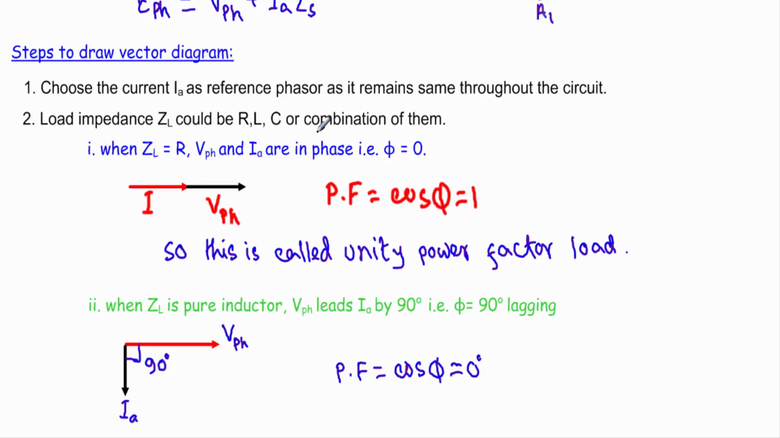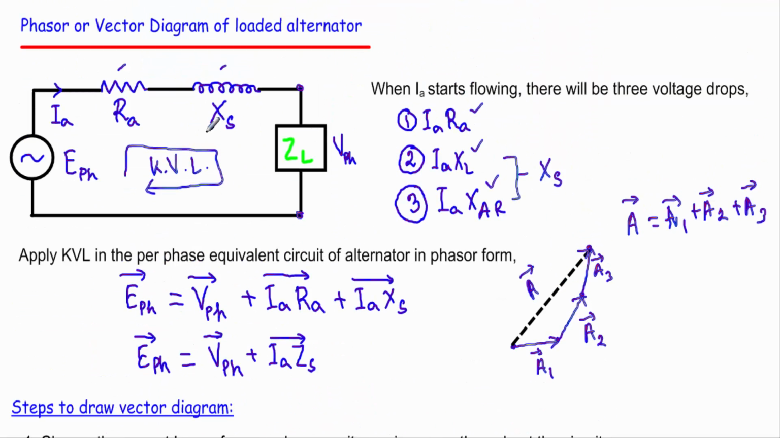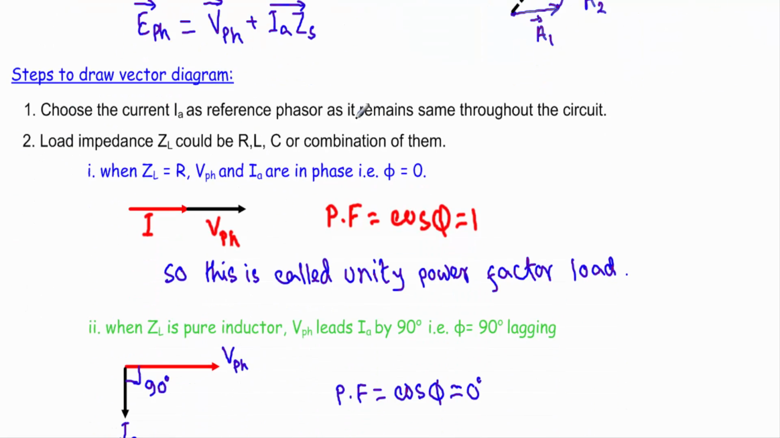Okay, now I will discuss the steps we have to follow to draw a vector diagram of a loaded alternator. Whenever we draw a vector diagram, at first we have to take a reference phasor, and we take the reference phasor in that parameter which remains the same throughout the circuit. Now see, this is a series circuit, and throughout the circuit our armature current IA will remain the same. Therefore I will take IA as our reference phasor, and its direction and value will be constant in every case.